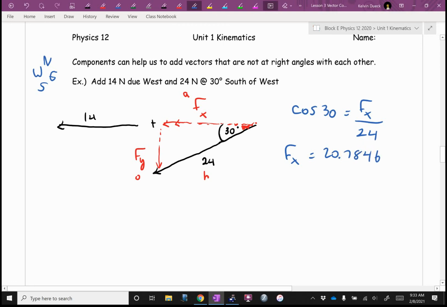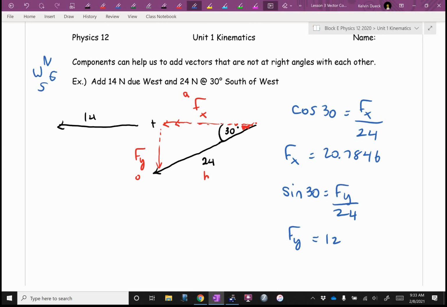Which trig function will I use, Sky, to find Fy? And I think this works out bang even, double check me, but it works out to 12 exactly, does it not? Yeah? If you go 24 sine 30. I know sine 30 is 0.5. I've done that one a bunch, so half of 24.